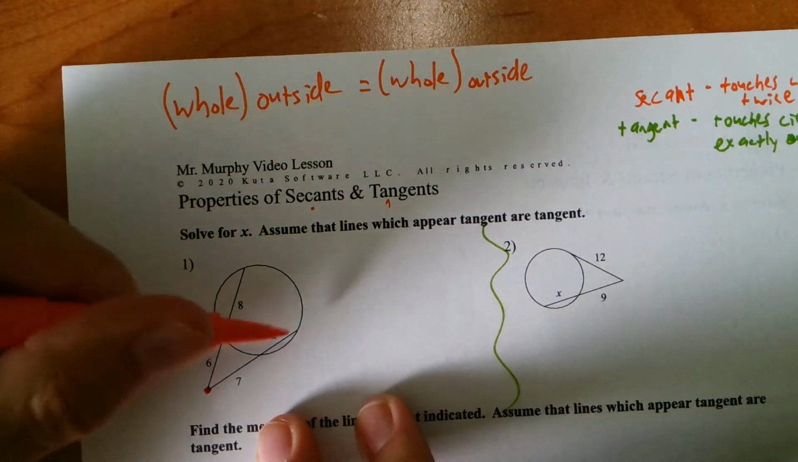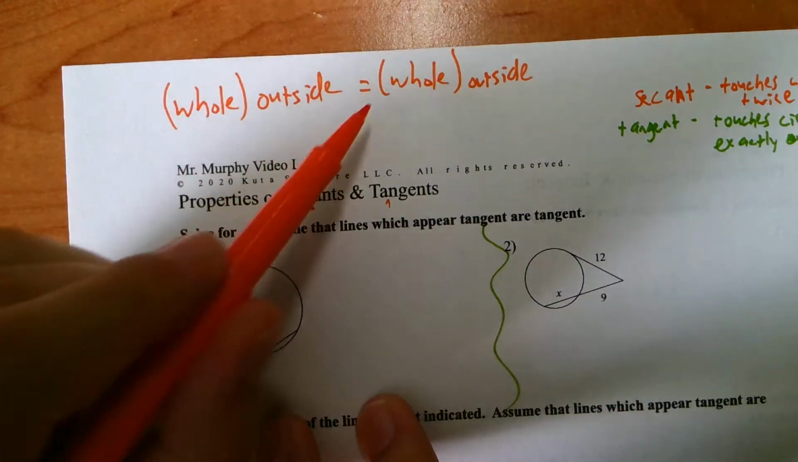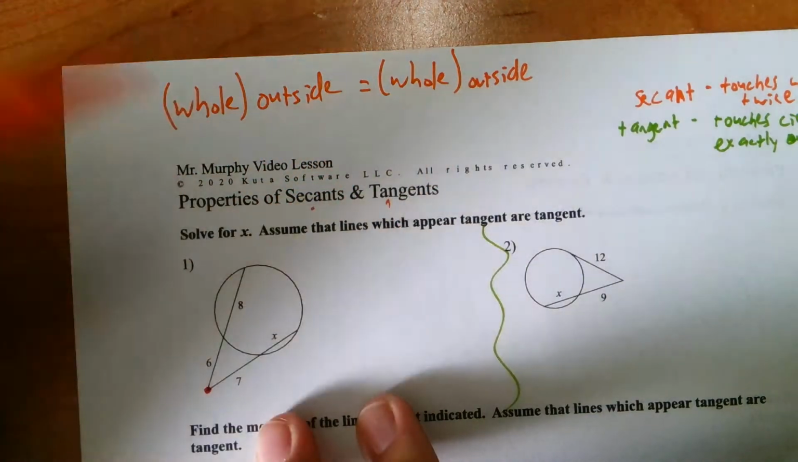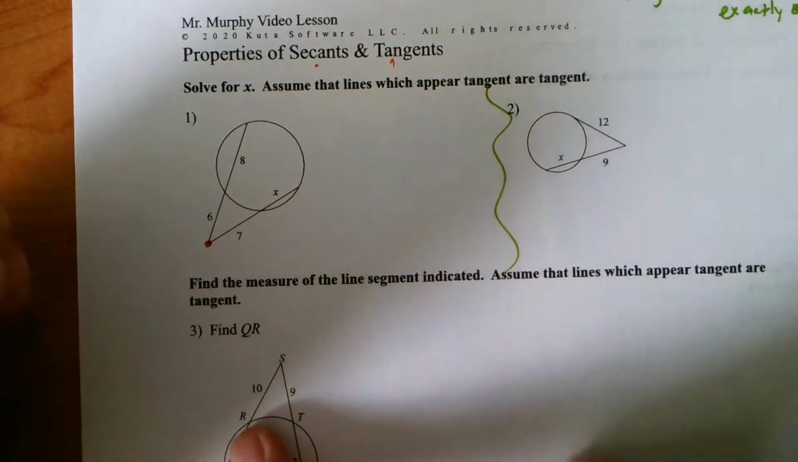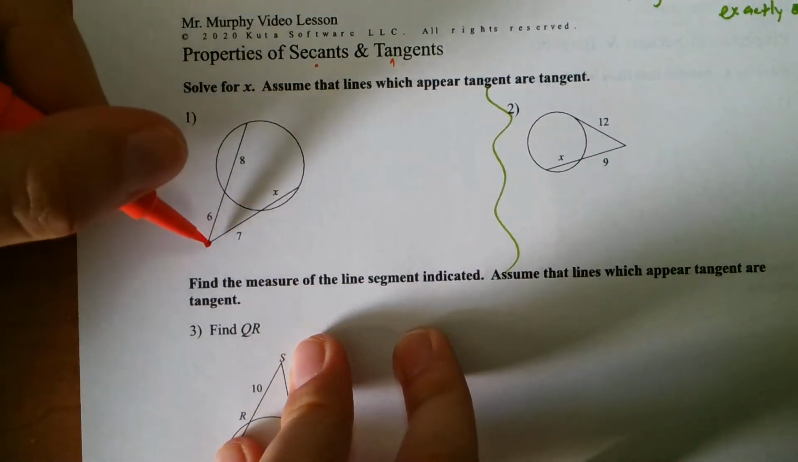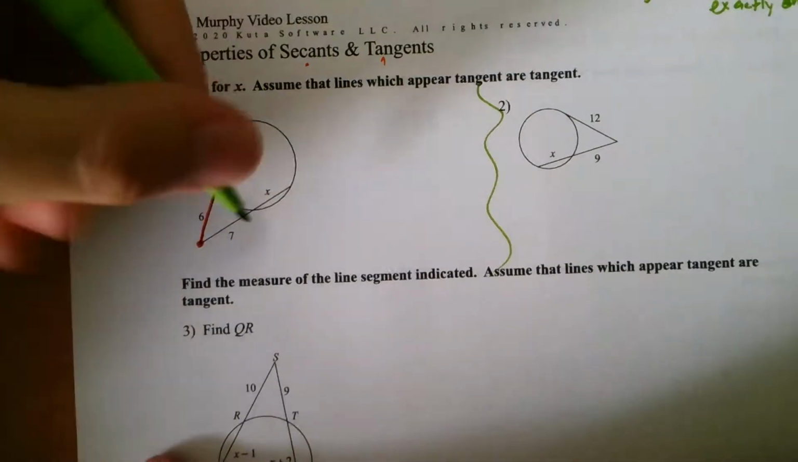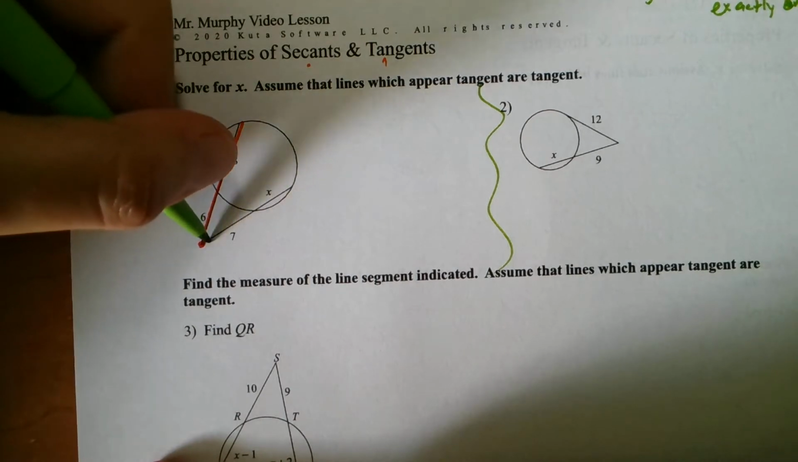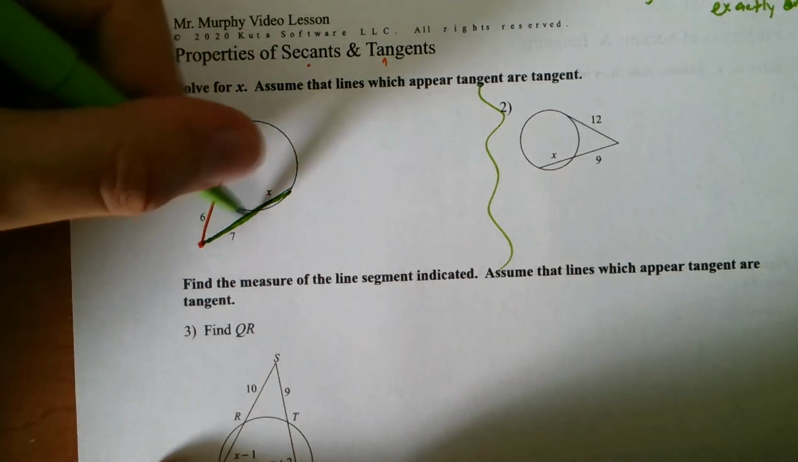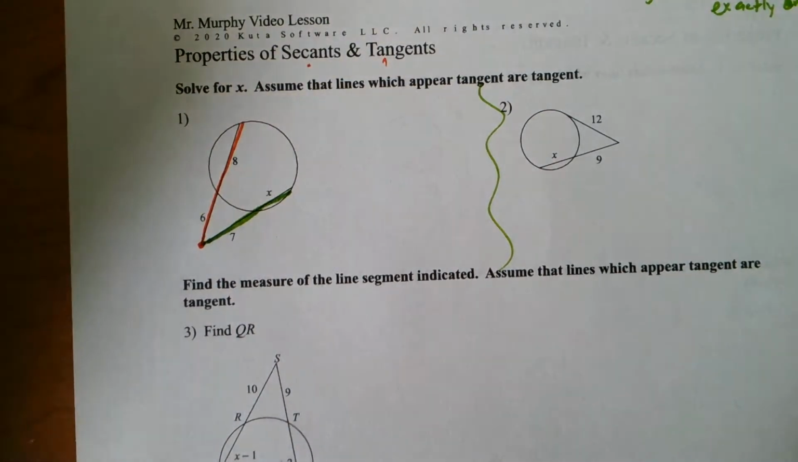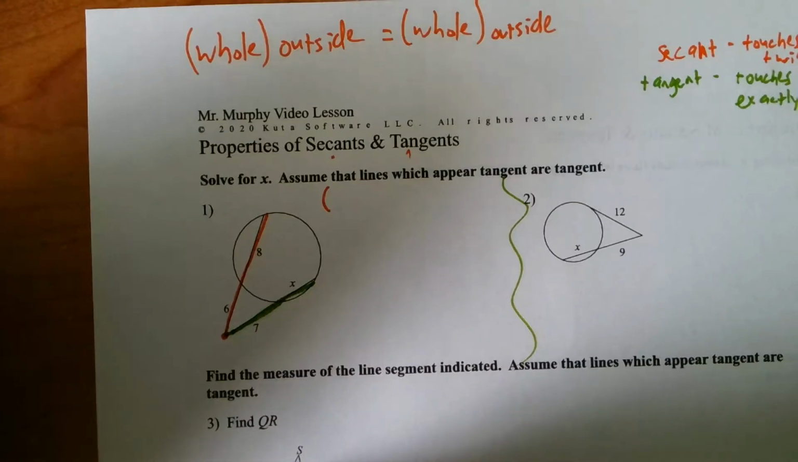For both of the lines that you see, we take the whole length times the outside length, set it equal to the whole length times the outside length for the other line. So on number 1, that's going to look like this. The whole length of this line times the outside length, which is the 6, equals the whole length of the green times the outside green part. So like this. The whole times outside.